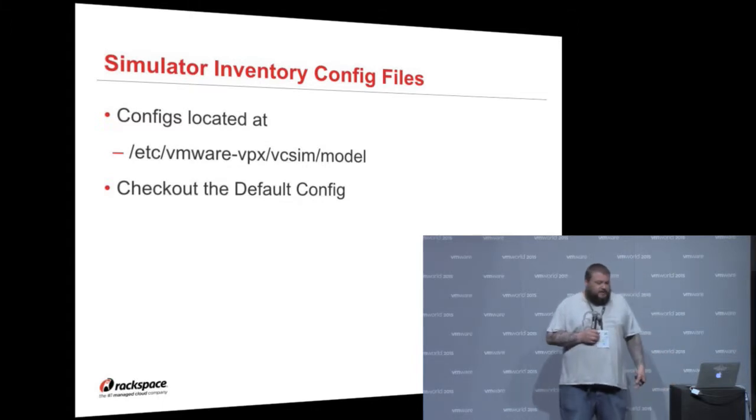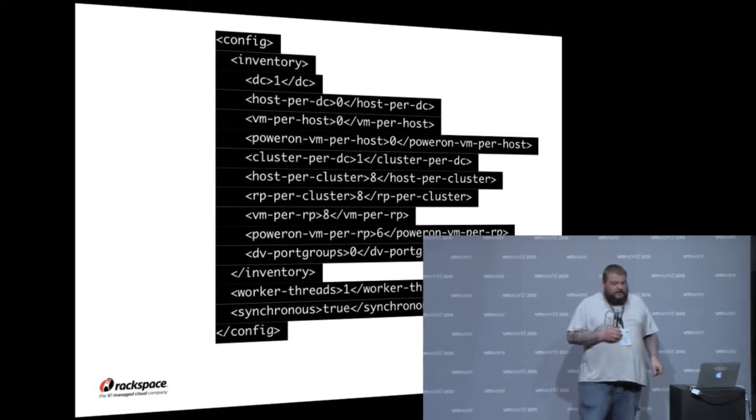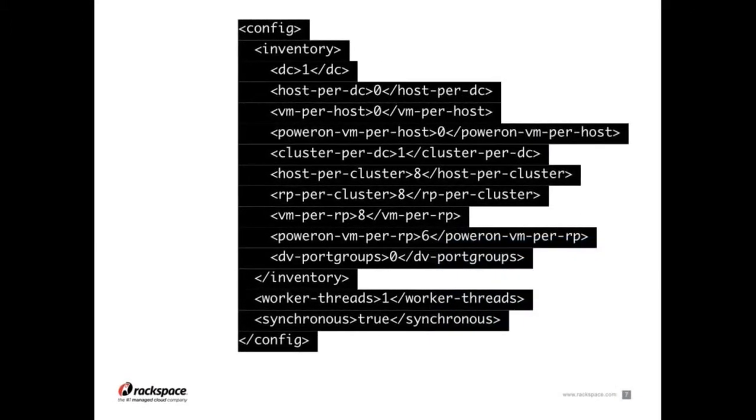So let's take a look at what the default config looks like. Here we've got a default configuration file. If you start your simulator in default mode, this is the config it's going to be using. It starts off with a config stanza and then has an inventory, and inside the inventory is where you can start making your customizations. The default comes with one data center, so that's where the DC1 is. If you want more than one data center, you can adjust that number higher. You can't go lower than one because you need at least one.